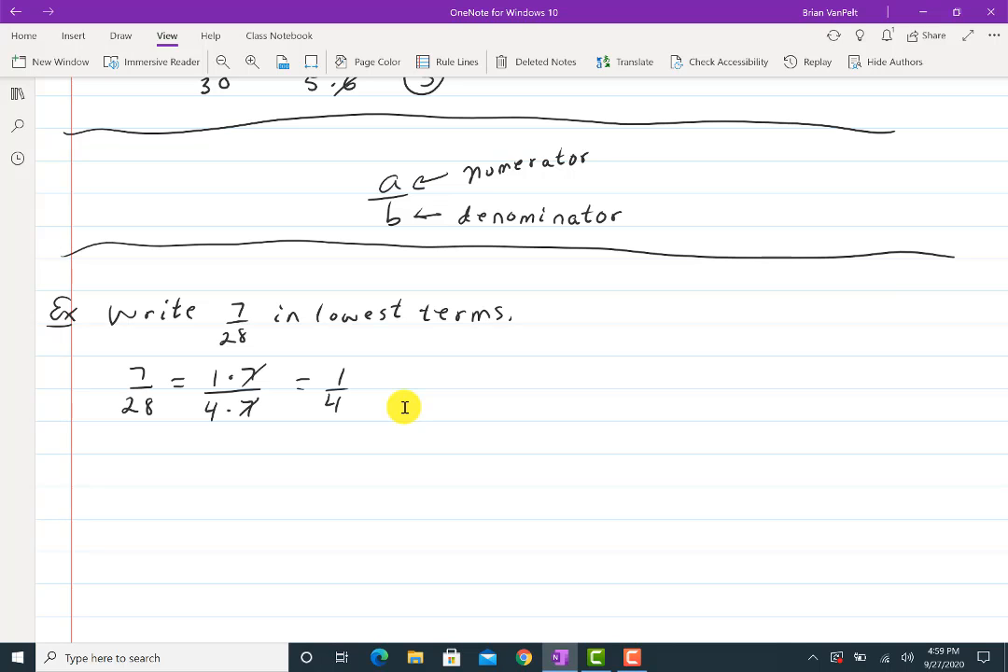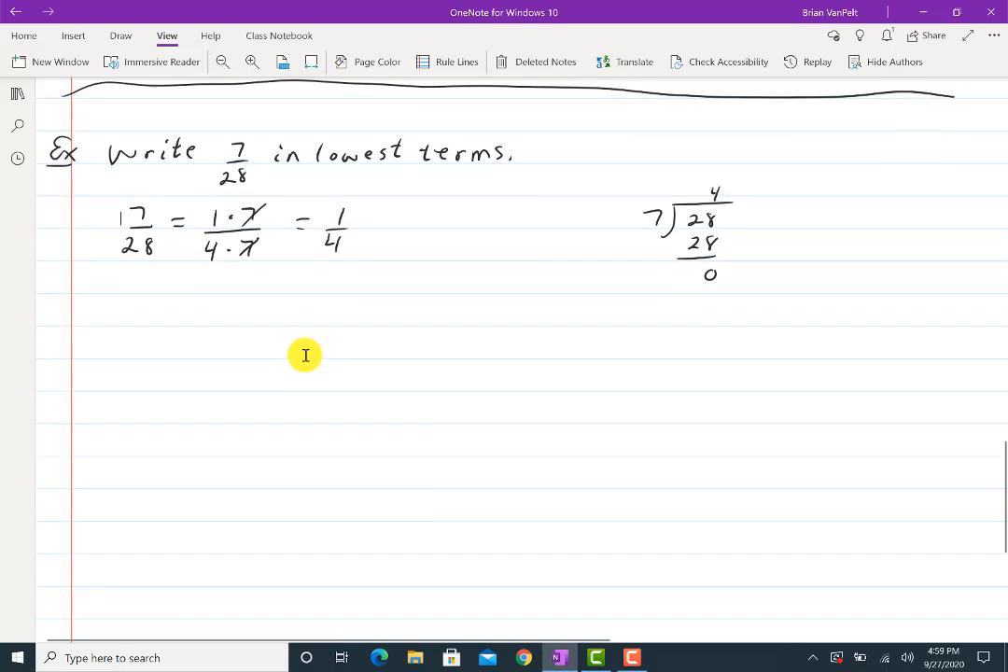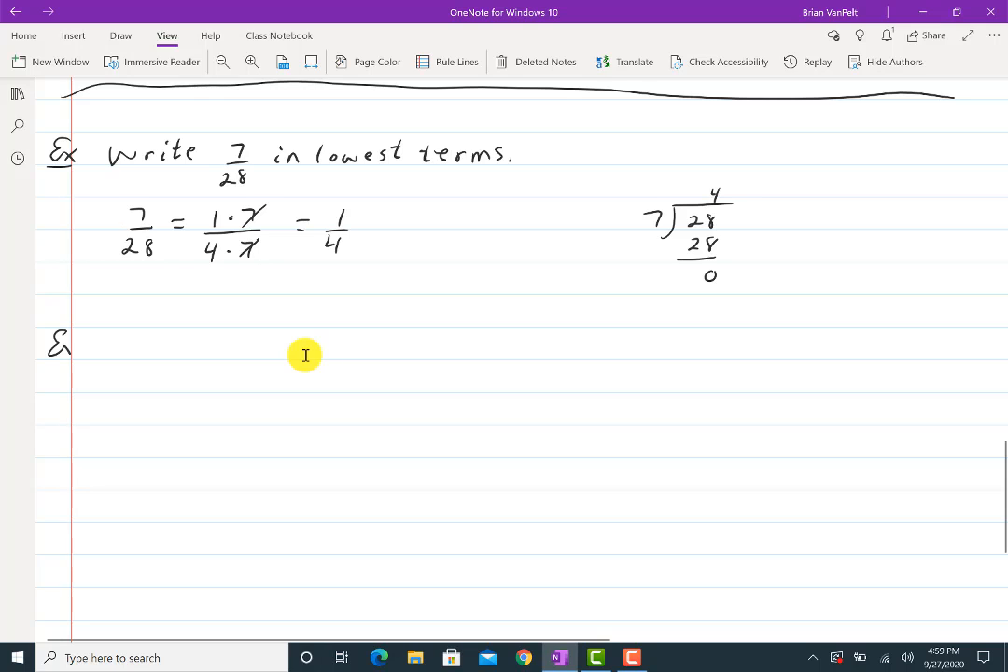Of course, if you knew that 7 went into 28 anyways, you could do something like this. And you could have used that to get to what I did anyways. So it just depends on how you see it. Now as I go, the examples will get more complicated. This time I would like to write 36 over 324 in lowest terms.